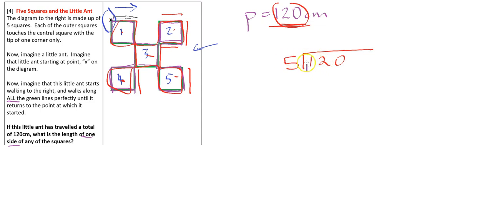5 into 1 can't go, but 5 into 12, that will go twice. And that will give us 2 remainder. 5 into 20, that goes 4. Okay, so here we go. So now we know that for one square, the perimeter equals 24 centimeters. And it says here, what's the length of one side?